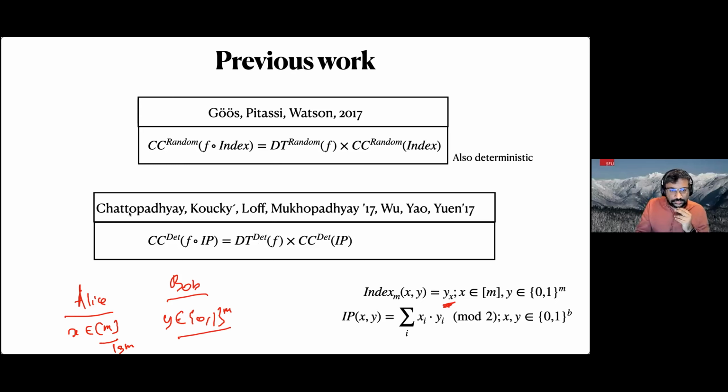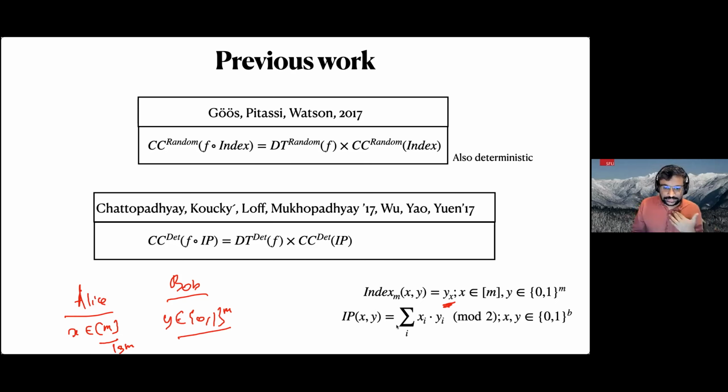But for deterministic lifting, they also proved an earlier result, which is a reinterpretation of an older result by Raz and McKinsey. Chattopadhyay et al. and Wu et al. independently also proved that for a much smaller, much more concise gadget known as the inner product gadget, we can get this similar lifting theorem, but in the deterministic setting.